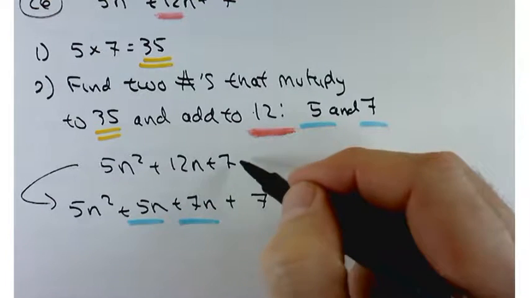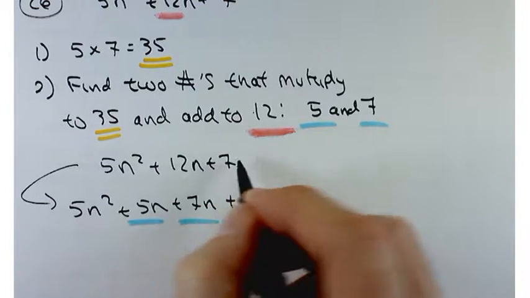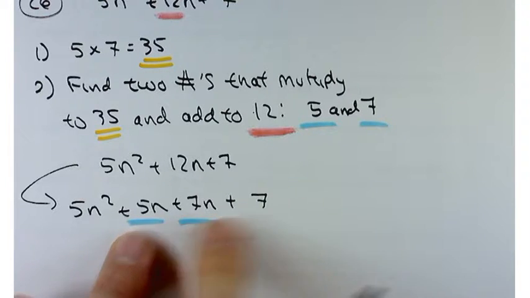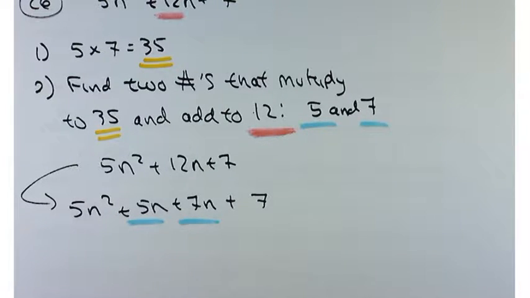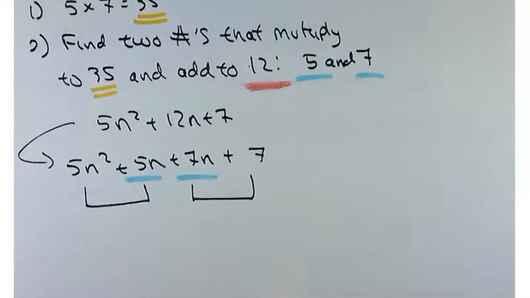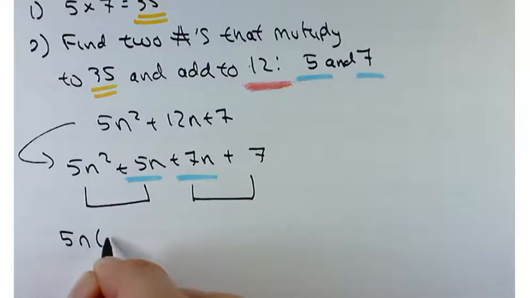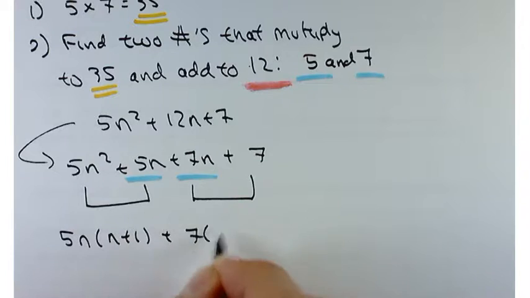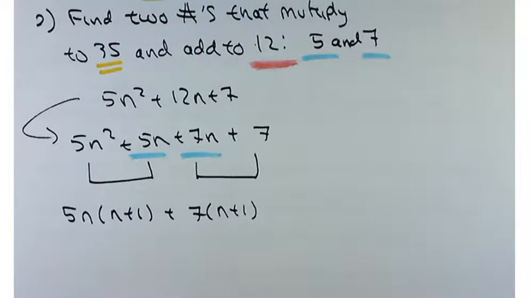In rewriting this line like this line, we've got another way to factor it, and that is with these four terms we can factor by grouping. So I'll take out a 5n from the first pair, 5n times n plus 1, plus 7 times n plus 1. Done. What's the last step?